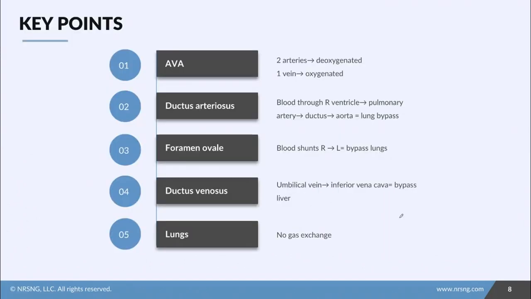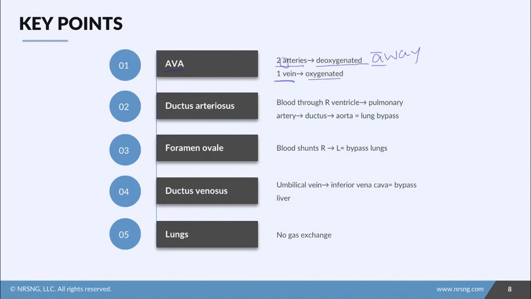Okay, so let's review. Don't know about you, but I think the heart is fascinating, but also confusing, especially fetal circulation. So let's review some of the details. We have AVA, which if you remember stands for 2 arteries and 1 vein, and this is talking about the umbilical cord. The arteries are going to carry the deoxygenated blood away, right? Our A and our A here. And then 1 vein, and that's going to carry our oxygenated rich blood to the fetus.